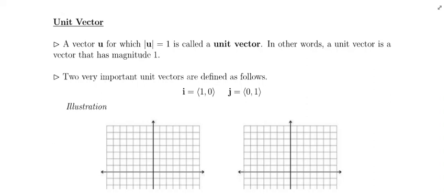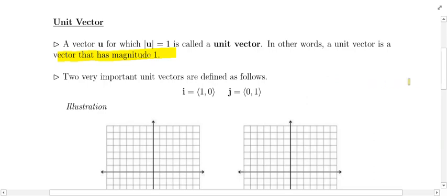On page 6, we're going to start talking about something called a unit vector. A unit vector u, for which the magnitude of u is equal to 1, is called a unit vector. In other words, a unit vector is a vector that has magnitude 1. That's all a unit vector is. It's a vector that has magnitude 1.